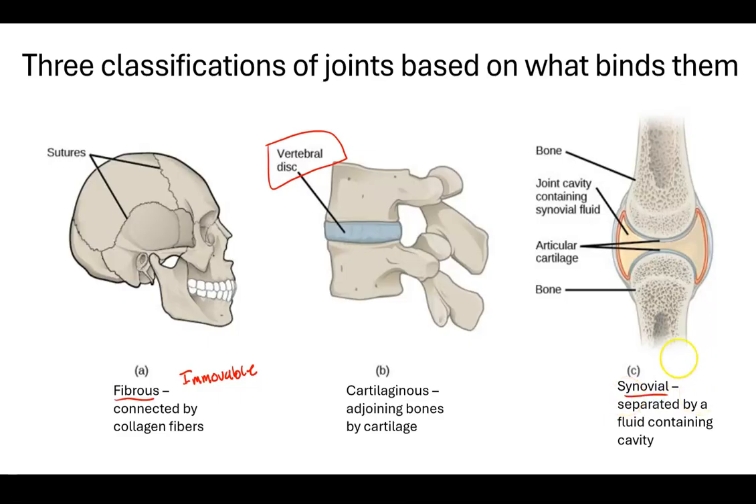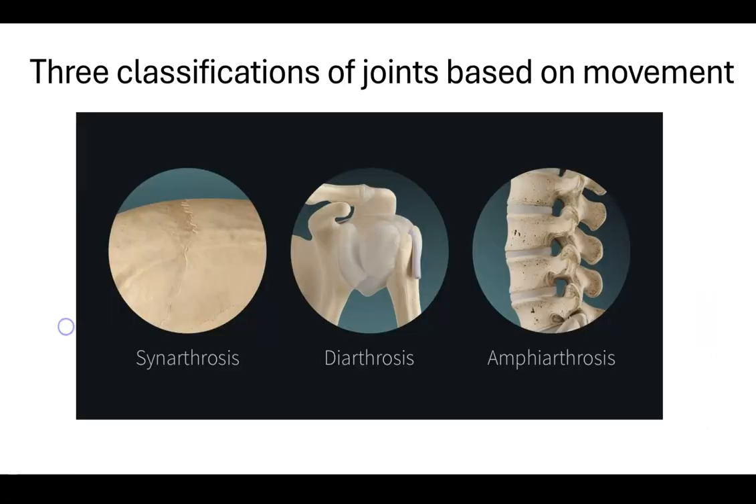Synovial joints have this specific synovial cavity here, and we're going to look at all three of these joints in a little bit more detail. We have a whole slide coming up on the anatomy of a synovial joint. So, three classifications based on what binds the joints together. There's another three classifications based on the kind of movement that we can have. These terms are synarthrosis, diarthrosis, and amphiarthrosis. These three terms refer to the types of movements that are allowed.